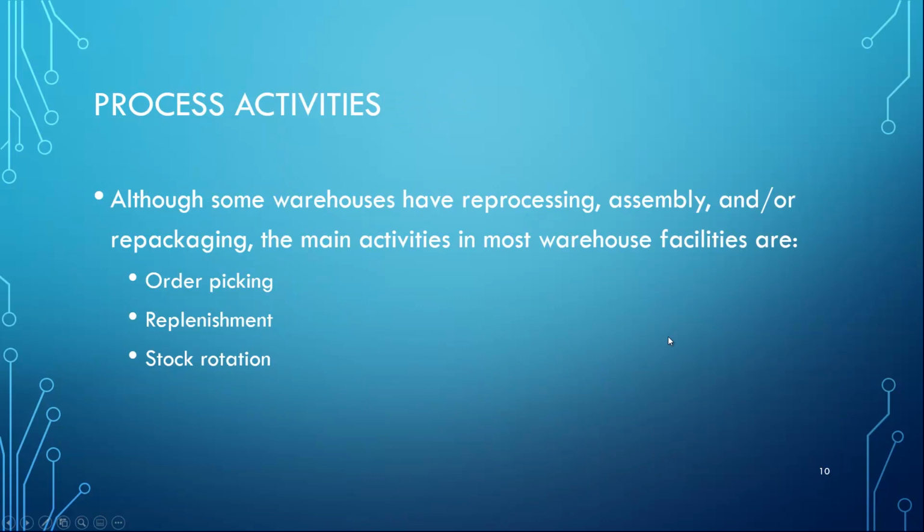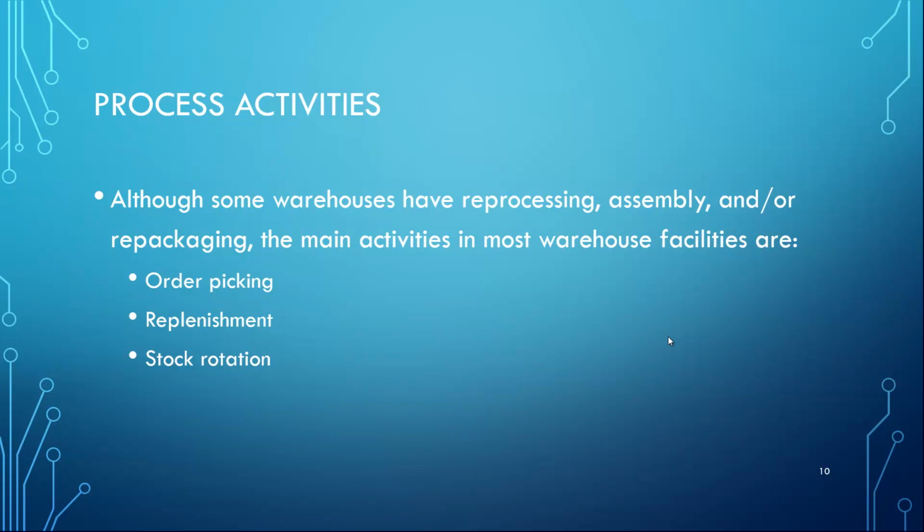The process activities might include reprocessing, assembly, and or repacking, but the main activities in most warehouse facilities are picking, replenishment, and stock rotation. So we can do reprocessing for the item. We can do assembly, where we have parts and we put the parts together, and then we have an item that's been assembled.